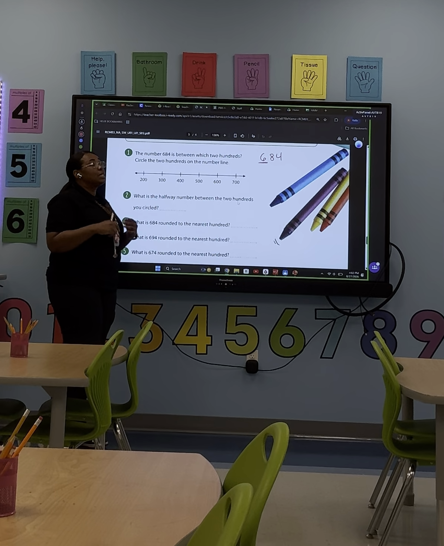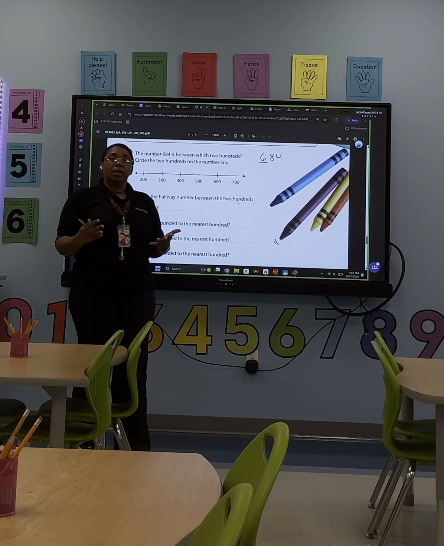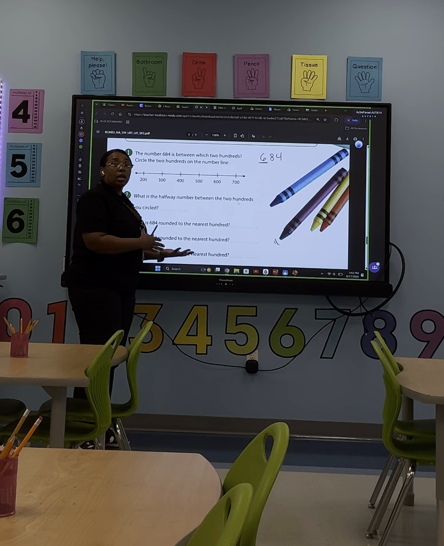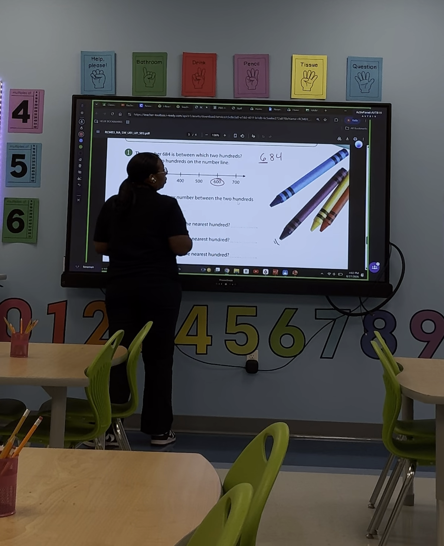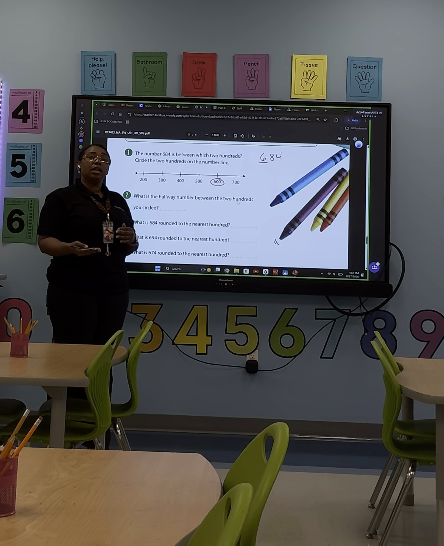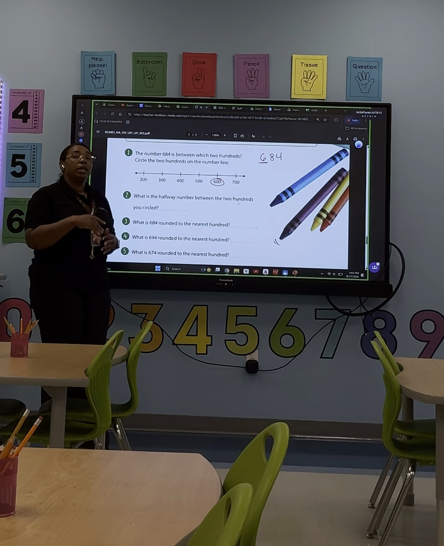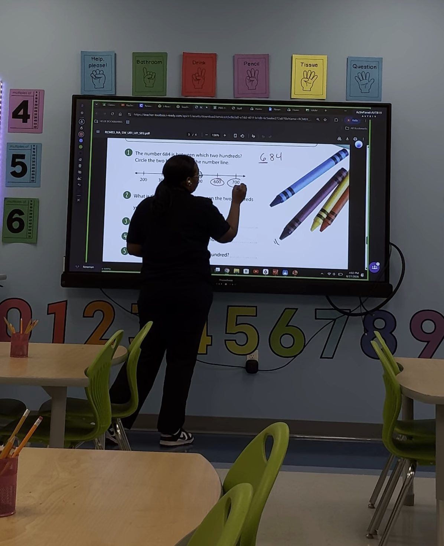So because there is a 6 in the hundreds place, that is going to be your starting number on your number line. 6, and it's in the hundreds, 600. So that means 600 is going to be our starting number. Now, our ending number is going to be 100 more. So 100 more than 600 is going to be 700.